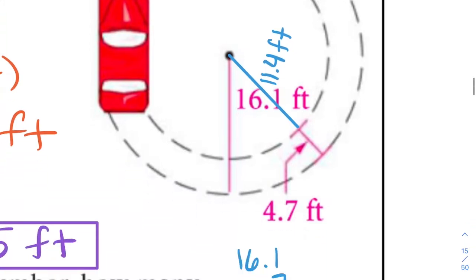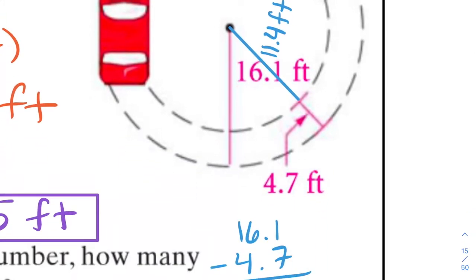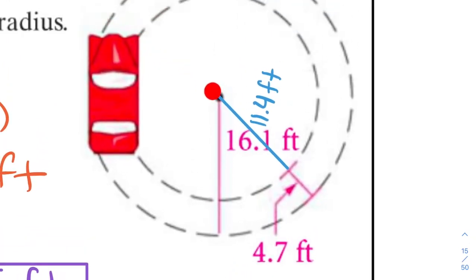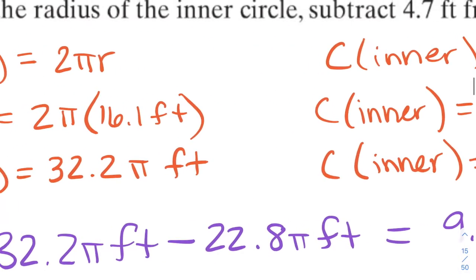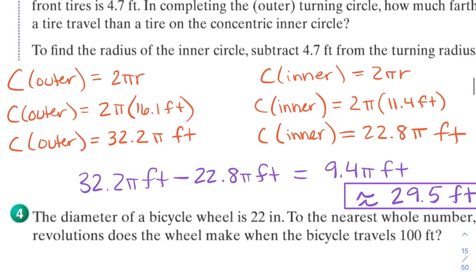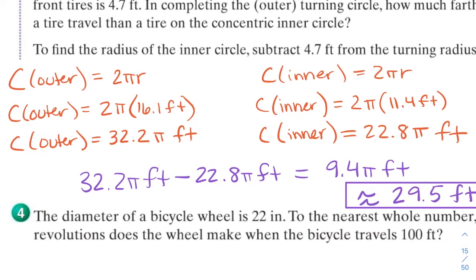So what we're going to do is 16.1 and take away 4.7, and we get 11.4. So the inner tire is 11.4 away, so I just drew it right here. We really don't need to use 4.7 anymore. It was just simply to find out the radius of the inner circle versus the radius of the outer circle. So I set up my equation, two equations, circumference of outer and circumference of inner. They both are 2 pi r.